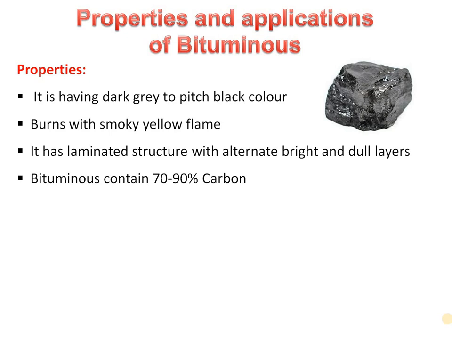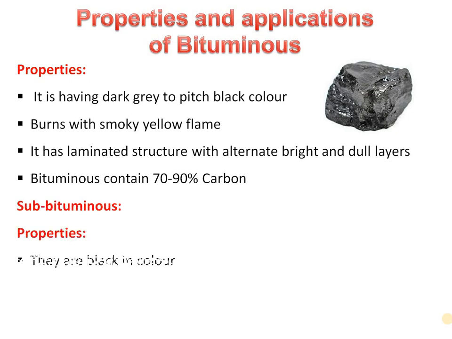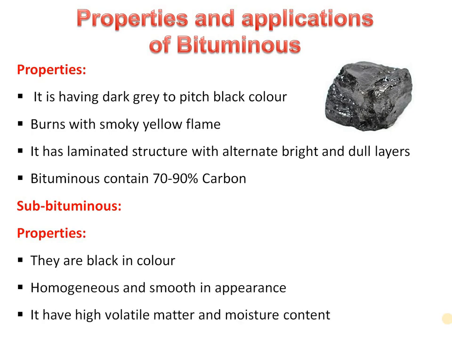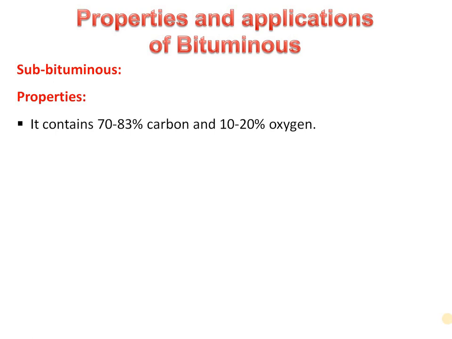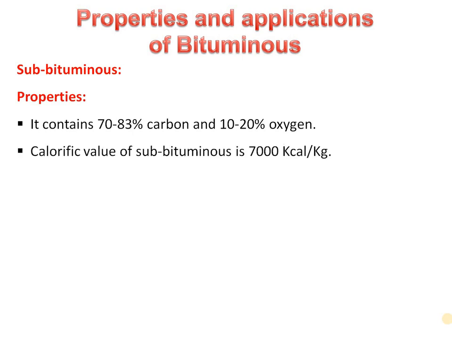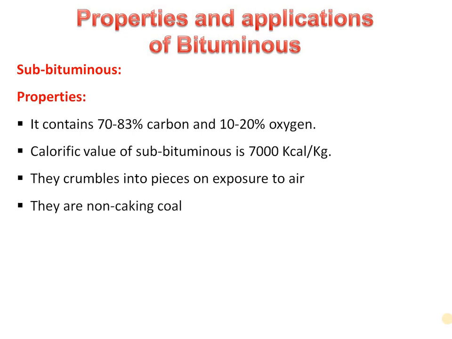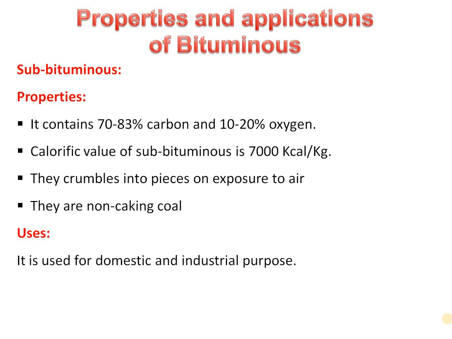We will discuss the properties of these subtypes of bituminous. Subbituminous properties. They are black in color, homogeneous and smooth in appearance. They have high volatile matter and moisture content. It contains 70 to 83% carbon and 10 to 20% oxygen. Calorific value of subbituminous is 7000 kilocalorie per kg. They crumble into pieces on exposure to air. They are non-caking coal. Uses of subbituminous: it is used for domestic and industrial purpose.